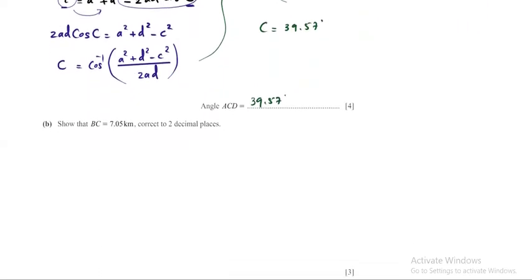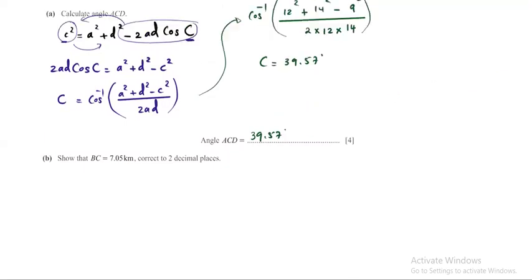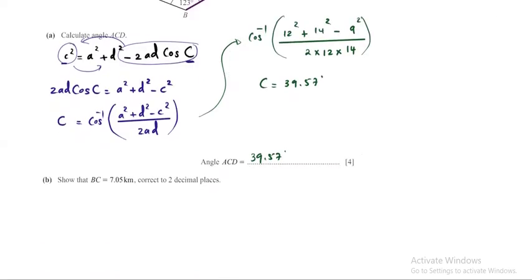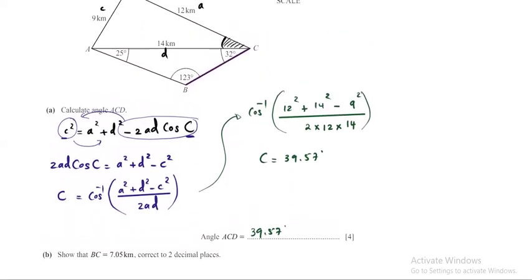Then if you check the next question, show that BC is equal to 7.05 kilometers correct to 2 decimal places. So BC is this side that we have here. So we need to show that this is equal to 7.05 kilometers. So we need to check how much this side is. We need to prove that that is equal to 7.05 kilometers.